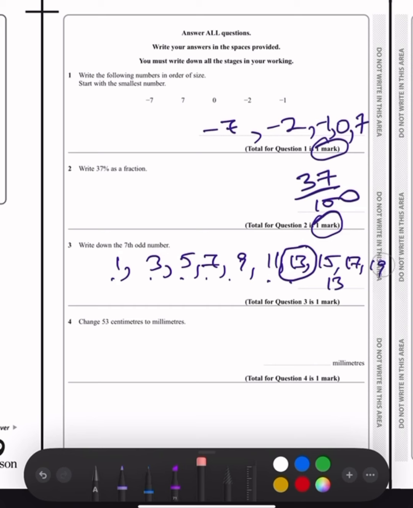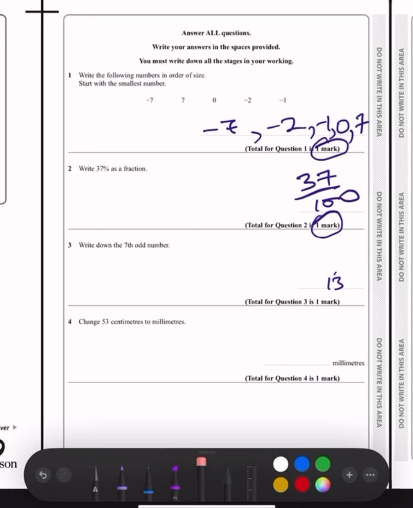You don't need to specifically write this if you already know how to think of it or how to solve it in your brain. That's completely fine, because it's a 1 mark question. You won't lose anything. They mainly just need the answer here of 13.